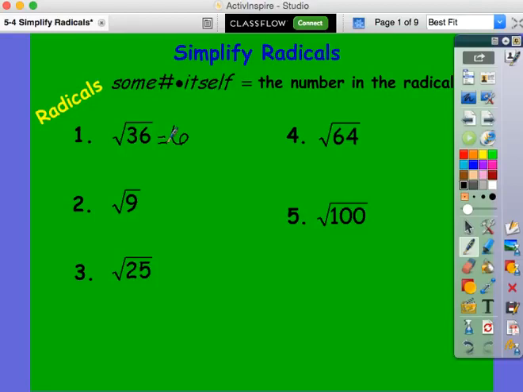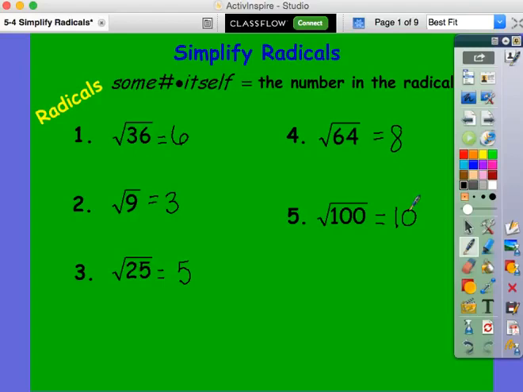Okay, number 2, the square root of 9 then, Nicholas, would be 3. Very good. Number 3, the square root of 25 is 5. Okay, very good. These are easy, right? The square root of 64 is 8. And the square root of 100? 10. Good, it's 10. Sometimes students will say 50.